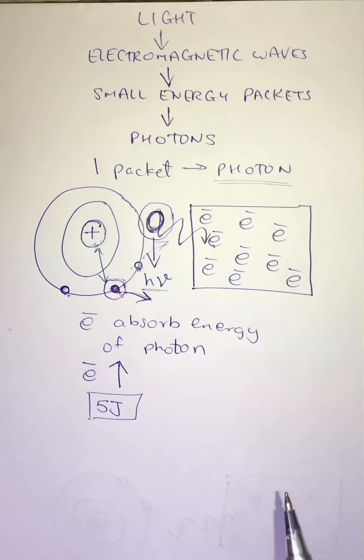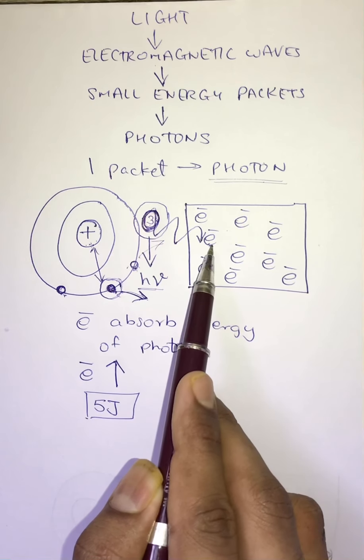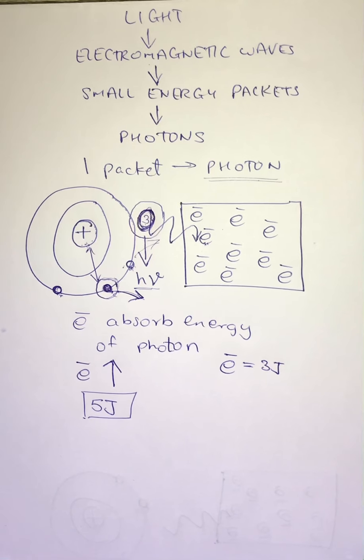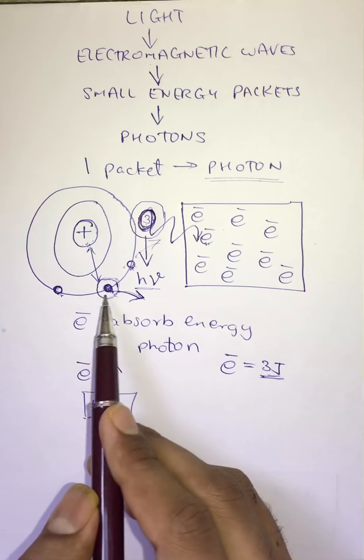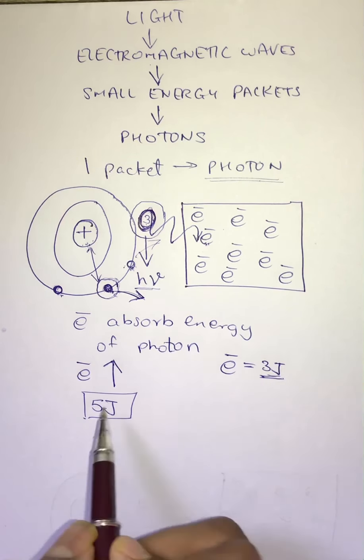And suppose your photon has only 3 joules of energy. So now what is going to happen? This 3 joules energy photon is going to give all its energy to this electron. Okay, so now the electron has 3 joules of energy. But is this 3 joules of energy any use for this electron? No. Why? Because it requires at least 5 joules of energy to overcome the force of attraction.